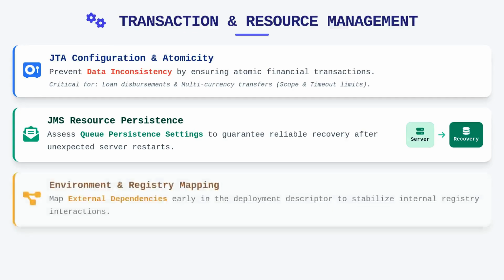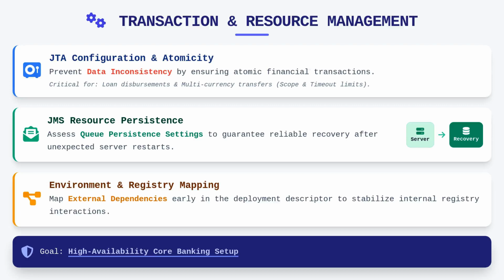I strongly advise you to map out your server dependencies early, as external integrations often require specific environment entries in the deployment descriptor. By understanding the interaction between the application server's internal registry and the FLEXCUBE infrastructure, you will be better equipped to troubleshoot deployment stability issues. This level of technical oversight is what separates a standard installation from a professional-grade, high-availability core banking setup that satisfies all regulatory and operational requirements.